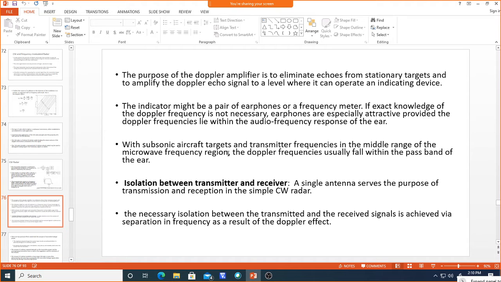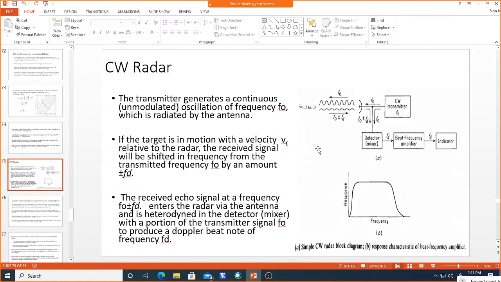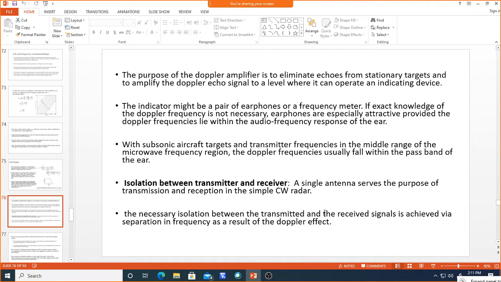Okay, now when coming to the transmitted and received signal, we need to isolate between the transmitted and received signal, because a single antenna is used here. The single antenna is used for transmission as well as reception. So now we need to isolate between transmitter and receiver, right? What are the methods used to isolate between the transmitter and receiver? As we have seen, the single antenna serves the purpose of transmission and reception, so this isolation is a must. Now how do we isolate, and exactly how do we get the Doppler effect?